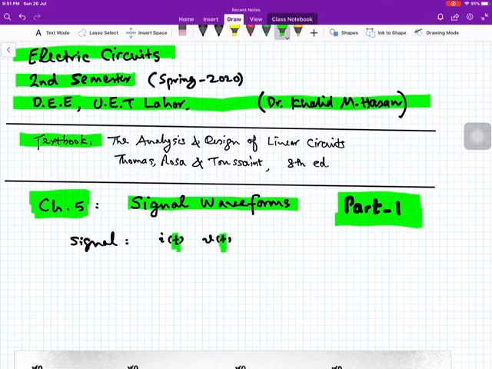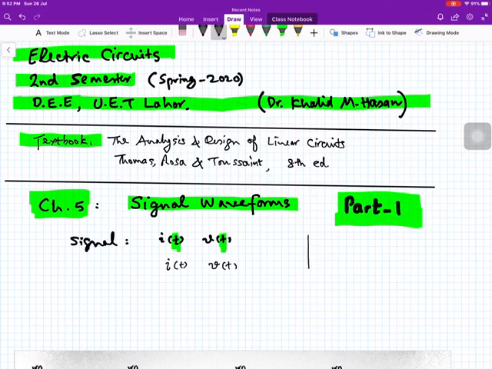You will see that in some texts only lowercase letters i and v are used to represent the variation in voltage and in current, and sometimes we show it explicitly as v(t) and i(t), where t is the independent variable. A waveform is the graph that defines the signal as a function of time.